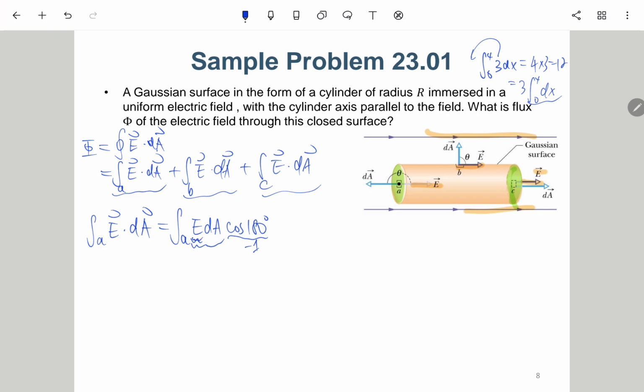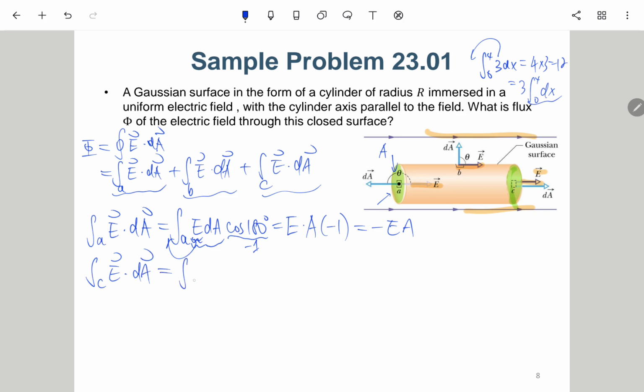Similar for this, as long as E is uniform, we can just put it outside and then integrate over the surface, which is just the area of this surface, E times the area. We simply call it A, which will be fine, and then the -1, which will be negative dA. Okay, so before calculating surface B, we calculate C first.